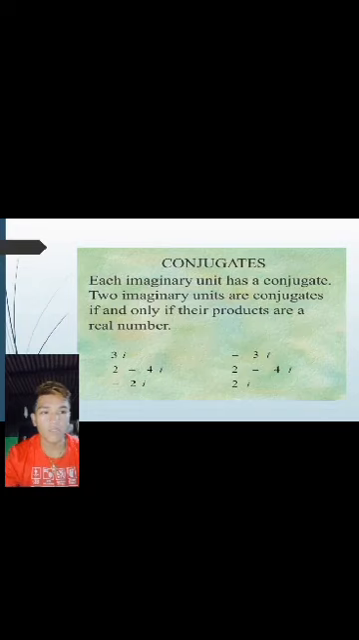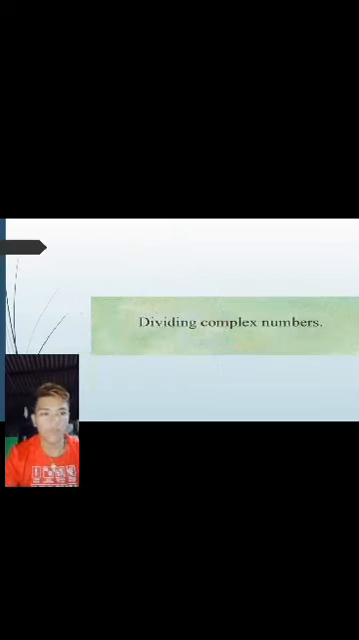Conjugate: each imaginary number has a conjugate. Two complex numbers are conjugates if and only if their product is a real number. So 3i becomes -3i, 2 plus 4i becomes 2 minus 4i, and -2i becomes positive 2i. Dividing complex numbers: to divide complex numbers, you must multiply the numerator and denominator by the conjugate of the denominator.